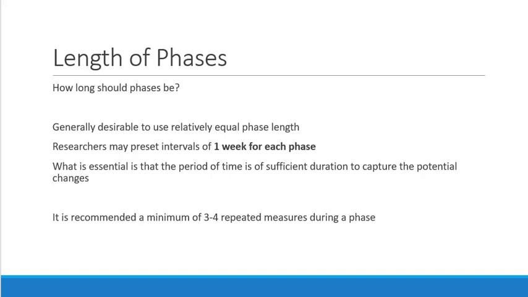How long should phases be? There is some flexibility here. It's generally desirable to use a relatively equal phase length. Researchers may preset intervals of 1 week for each phase. But as I said before, there is some flexibility, and considerations that the researcher will think about include the patient, the type of treatment, and the expected rate of change of the target behavior. What is essential is that the period of time is of sufficient duration to capture the potential changes. It is recommended to have a minimum of 3 to 4 repeated measures during a phase.